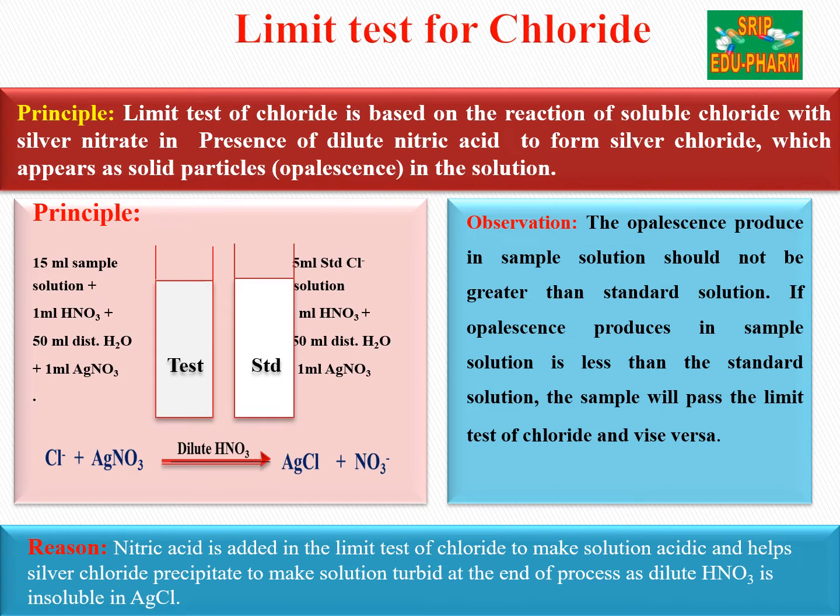How to interpret the limit test of chloride? The opalescence produced in the sample solution should not be greater than the standard solution. If the opalescence produced in the sample solution is less than the standard solution, the sample will pass the limit test, and if it is more than the standard, it fails the test.